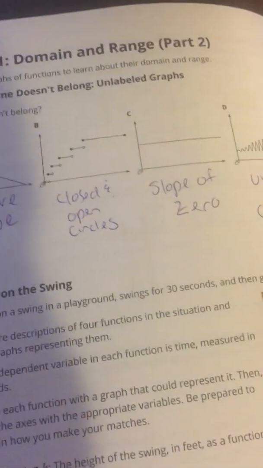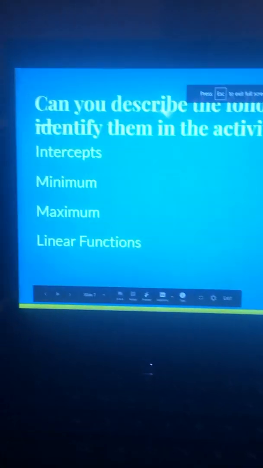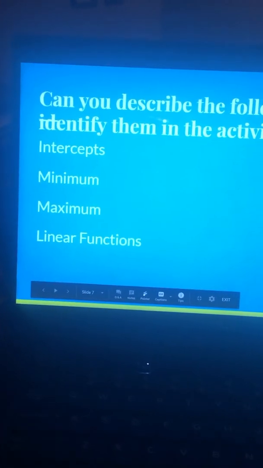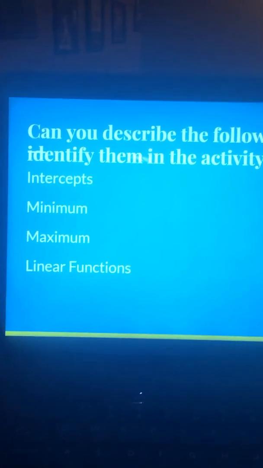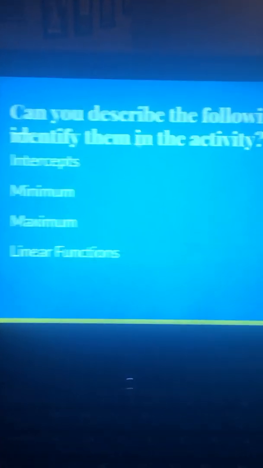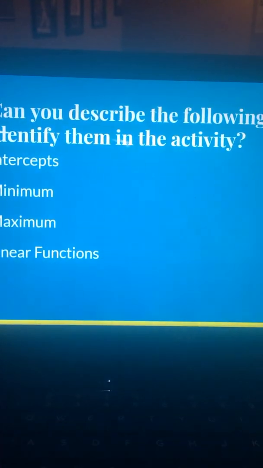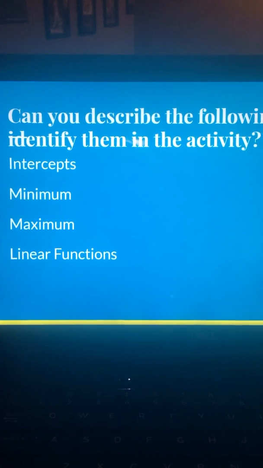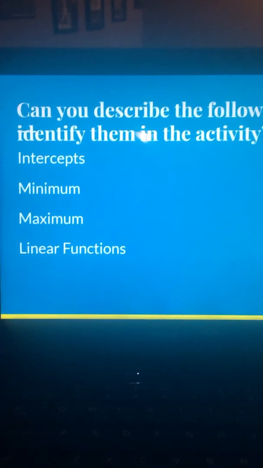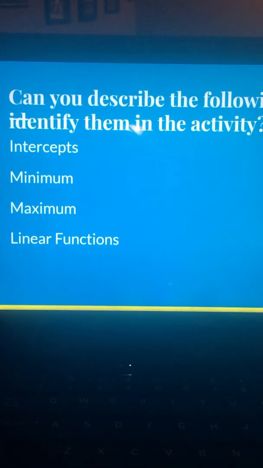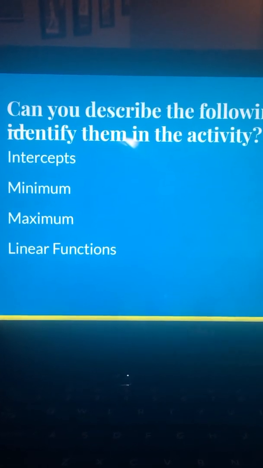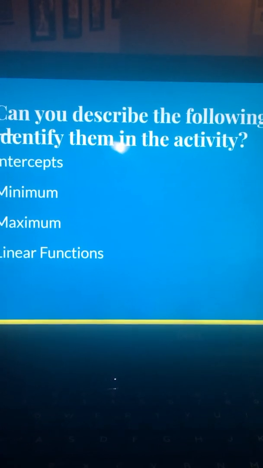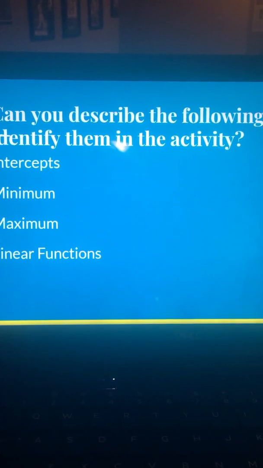Just want to review real quick some vocab words. I'll post them on my screen. Describe the following terms and identify them for our activity. Intercepts, and make sure we're now understanding that intercepts are when they touch the x and the y axes. Our minimum is the lowest point on our graph. Our maximum is the highest point in our graph. And linear functions are functions that have straight lines.